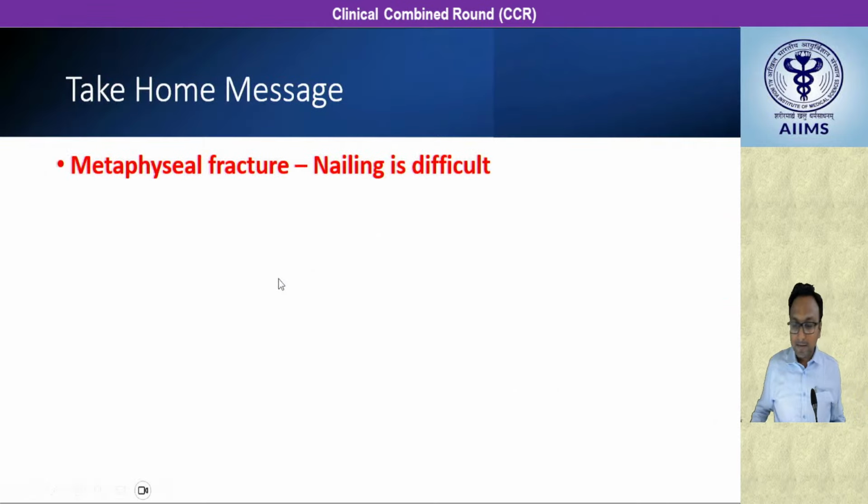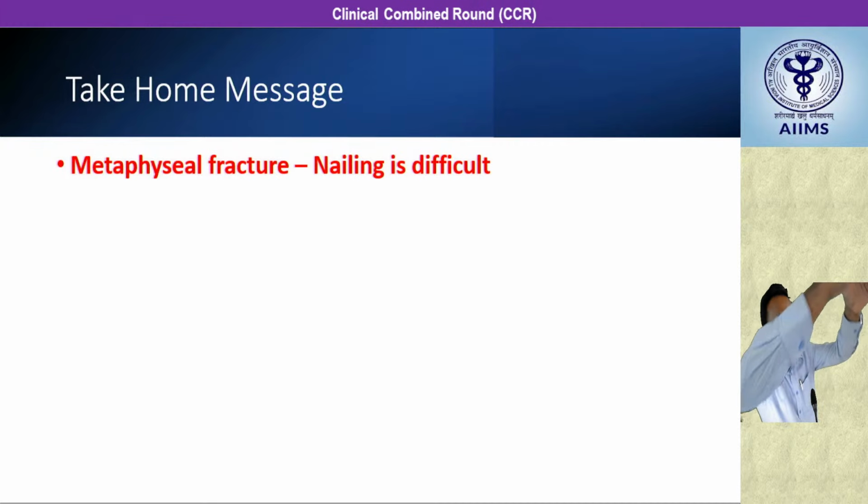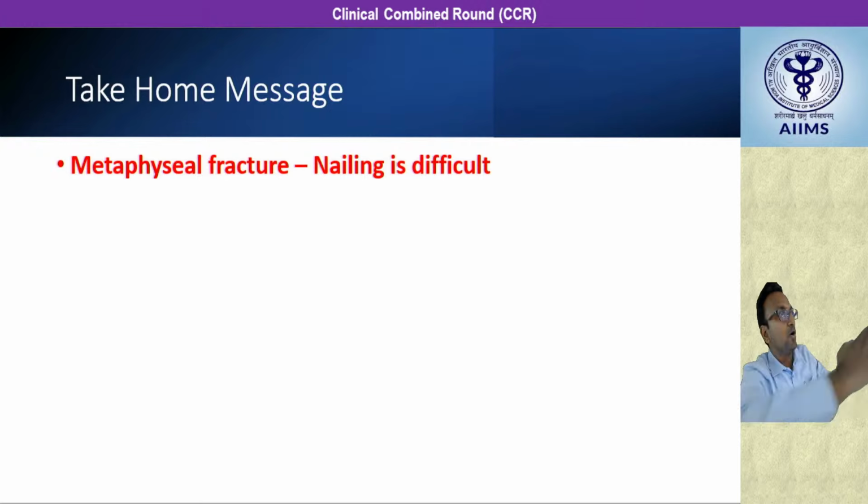So, to take home, in a metaphyseal fracture, nailing is difficult. Like Dr. Nishank has explained to you, with cylinders and cones, when there are two cylindrical parts of the bone and you put a cylinder within it, everything reduces. But when you have a cylinder and a cone and you make a wrong entry in the cone, then it will not reduce with the cylinder.